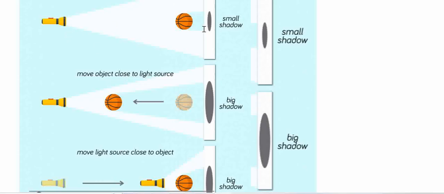So we can see here that when the ball is far from the torch, the shadow is small. When the ball is closer to the torch, the shadow becomes bigger. As we move the ball nearer to the torch, it will create an even bigger shadow. If it's far away from the source of light, it will make a smaller shadow. The reason is, as the ball is far away from the torch, fewer light rays are blocked by the ball, so that's why it creates a smaller shadow. When we move the ball nearer to the torch, more light rays are blocked, so it will create a bigger shadow.